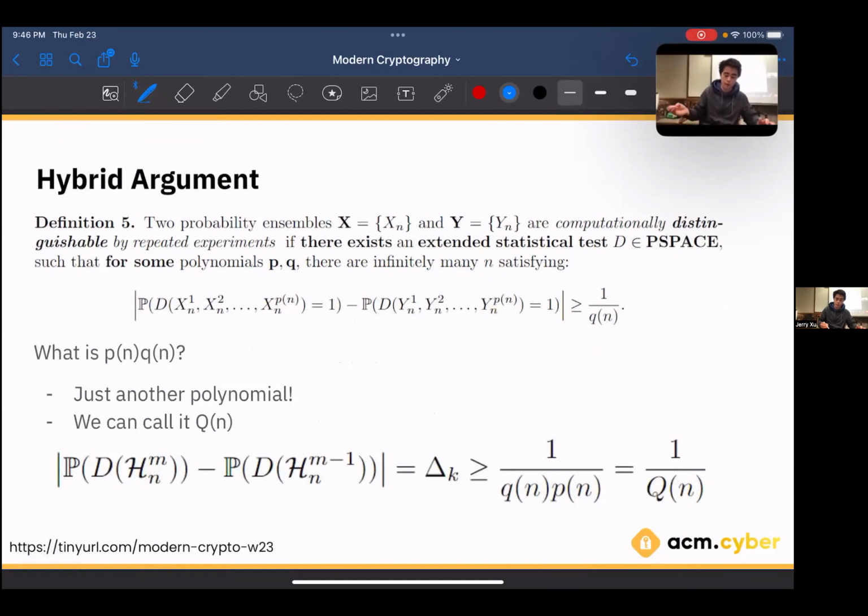And so, as we said, delta k is going to be bigger than or equal to the reciprocal of this polynomial, but delta k is just equal to these differences. This should be a k, and this should be a k.